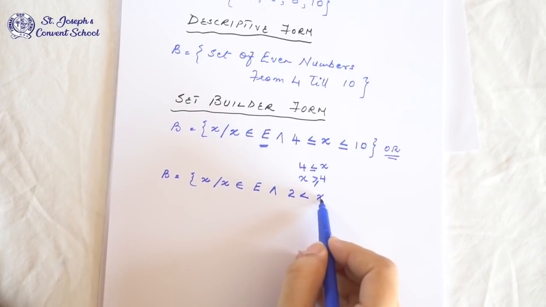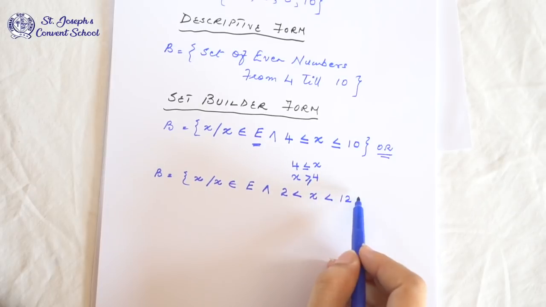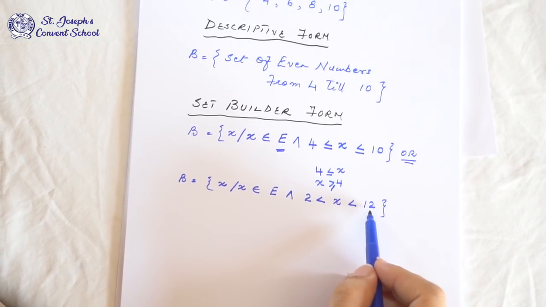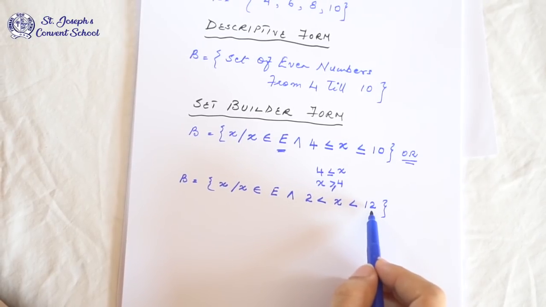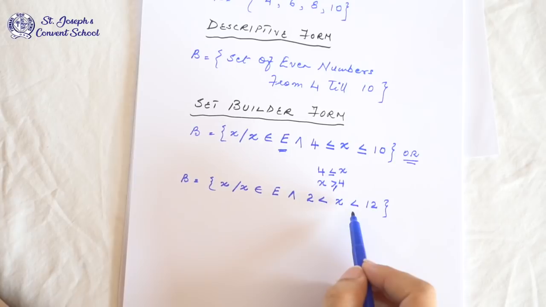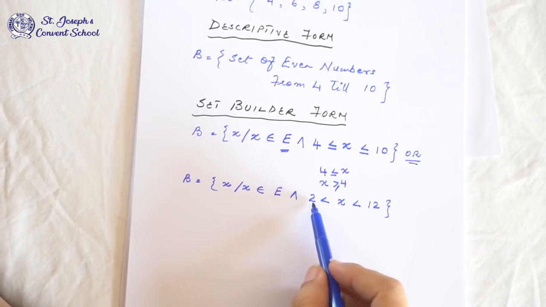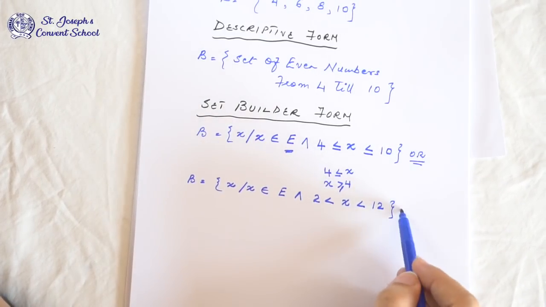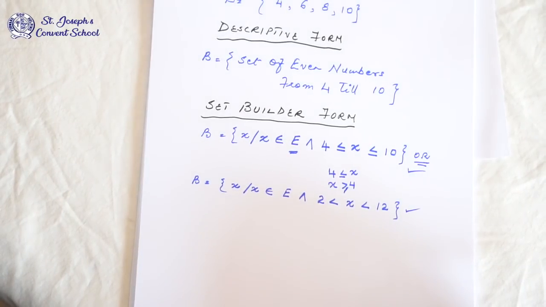2 is less than x and x is less than 12. Now again you can see there is no equals to sign. It means that 12 is not included and numbers are less than 12. Even numbers less than 12 are 10, 8, 6, 4. You have to stop at 4 because 2 is not included. There is no equals to sign. So these are the two methods of writing the same set in set builder form.